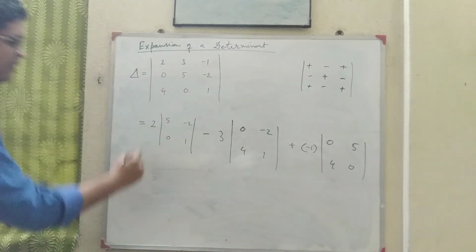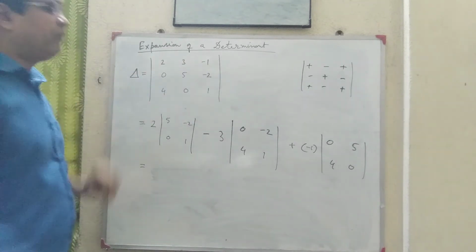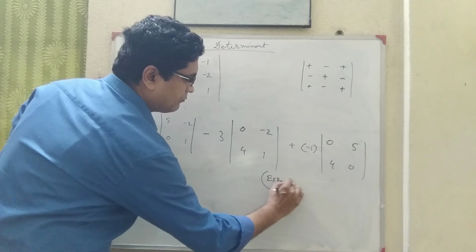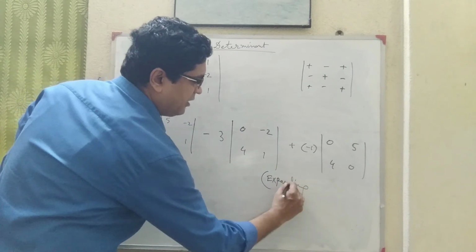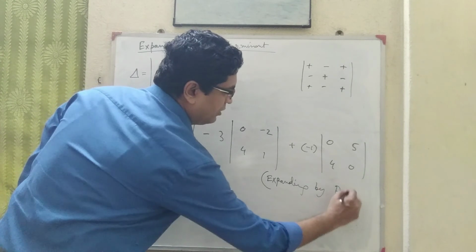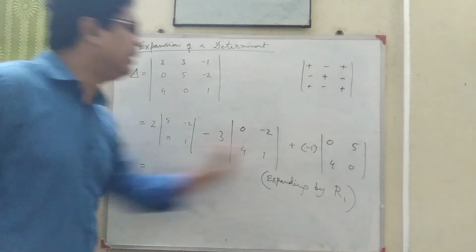So this way we can expand a determinant by the first row. You have to write: expanding by first row. First row you can write in short R1. So expanding by R1 we get this.